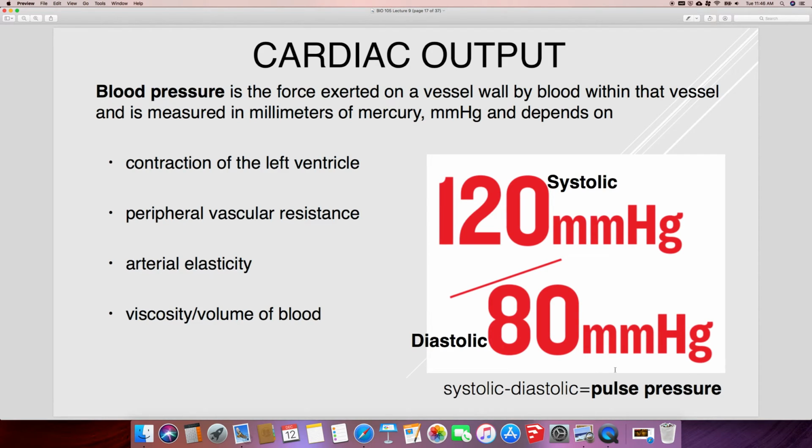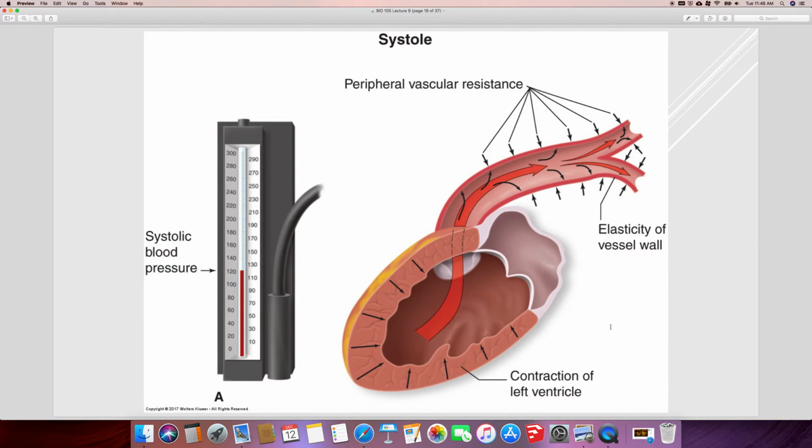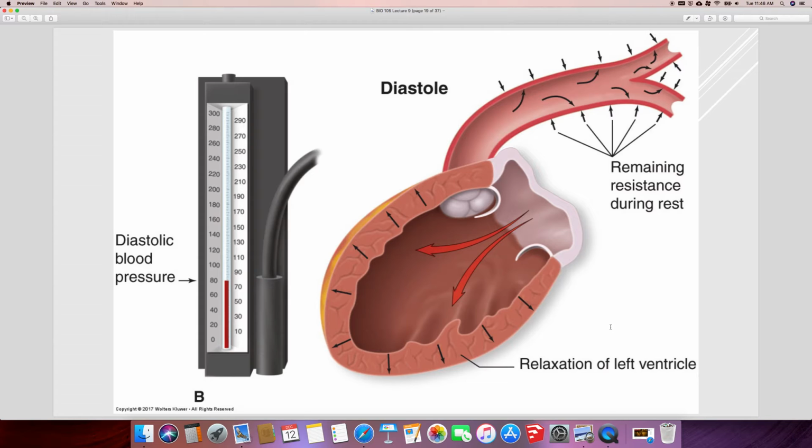Pulse pressure is just the systolic pressure minus the diastolic pressure. The systolic pressure represents the blood pressure during systole when the heart's beating. And then the diastolic number, the bottom number, represents the pressure in the vessels when the heart's at rest, diastole. Okay, this is just showing those components that affect blood pressure. Same thing with diastole.